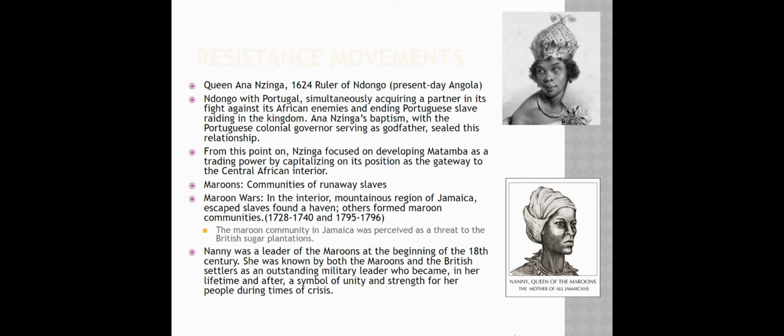But who we're looking at was a woman named Nanny, and she was referred to as the Queen of the Maroons, and today the mother of all Jamaicans. So she was known not only by the people in the Maroons, but also by British settlers as being an outstanding military leader who became a symbol of unity and strength for her people during times of crisis. She was incredibly important to them in a fierce fight with the British during the First Maroon War.